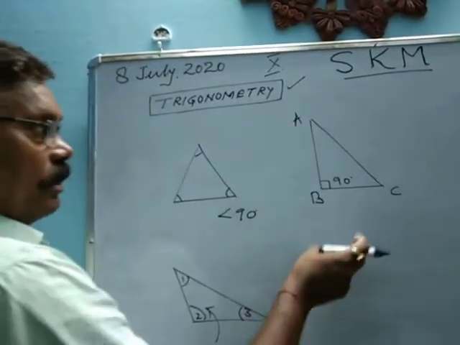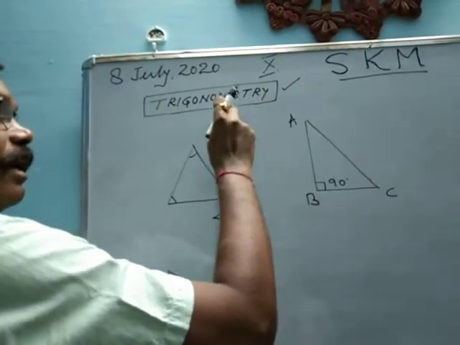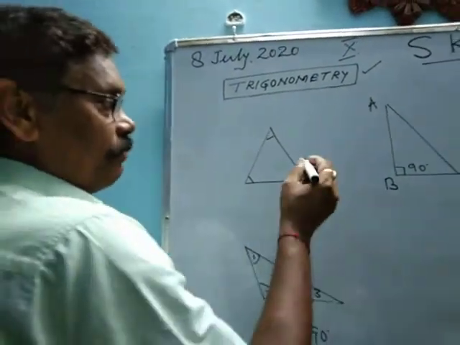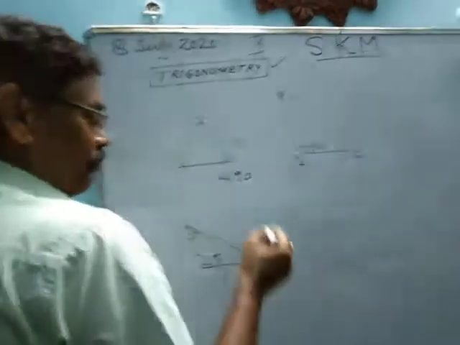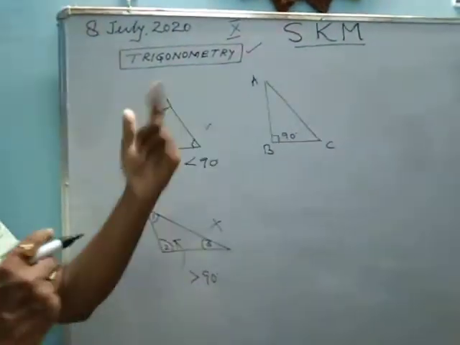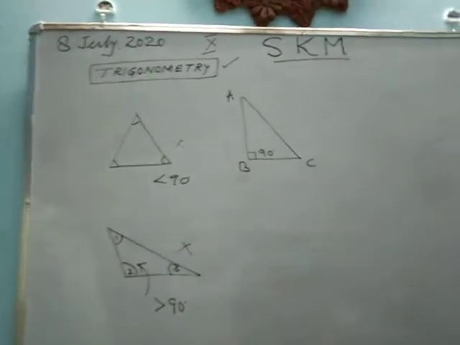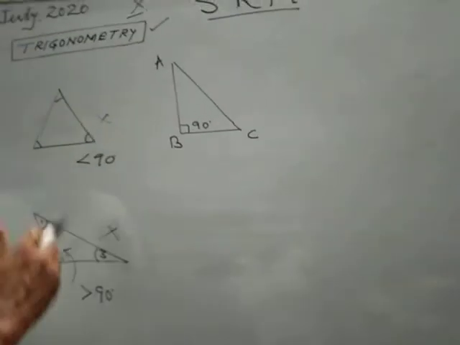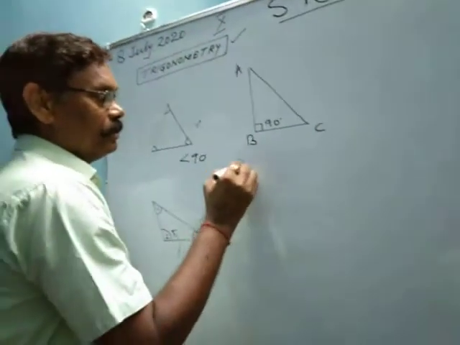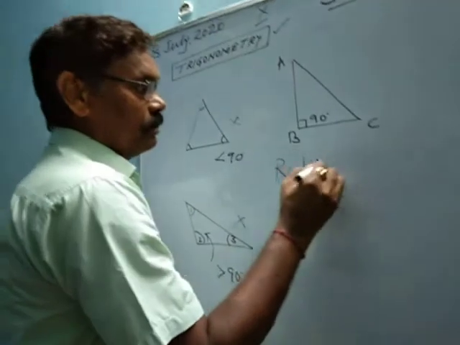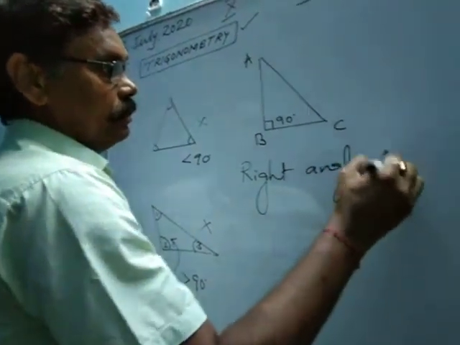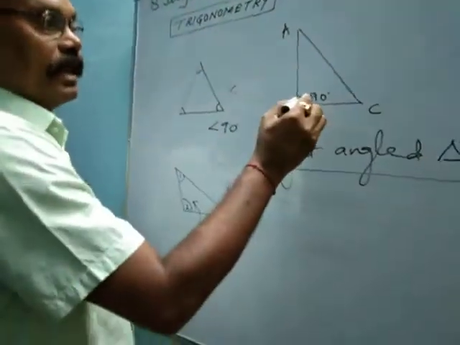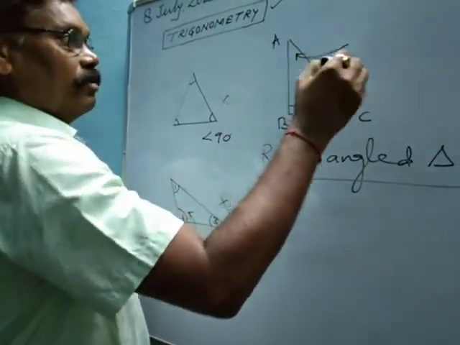When we talk about trigonometry, this triangle and your topic both are directly related to each other. We will not talk about this. We will talk only about 90 degree angles. Now, when you are having a right angled triangle, let me write its name. Right angled triangle. One angle is 90. So what would you say about the other two angles?